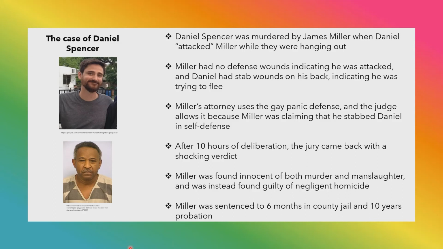So the jury hears the case. They deliberated for about 10 hours, and they came back with a verdict that shocked the entire nation. He was found innocent of both murder and manslaughter, and he was instead found guilty of negligent homicide, which carries a much lesser sentence. So Miller was sentenced to 6 months in county jail and 10 years probation. I'm going to say that one more time. 6 months in county jail, 10 years probation for murdering a person because of their sexual orientation.